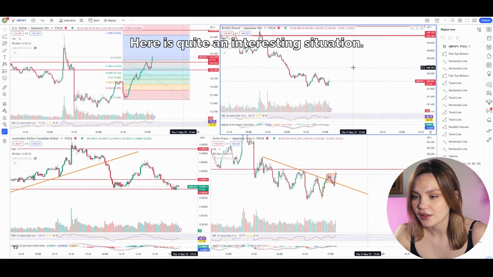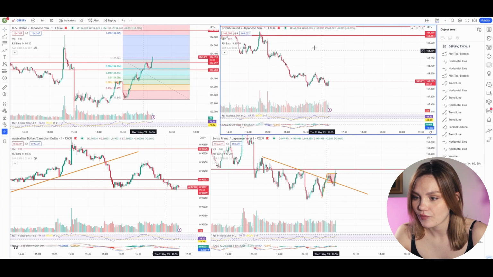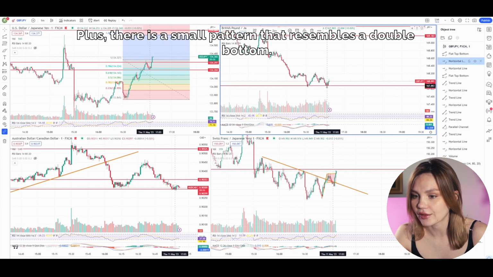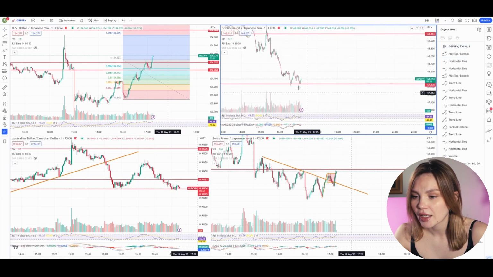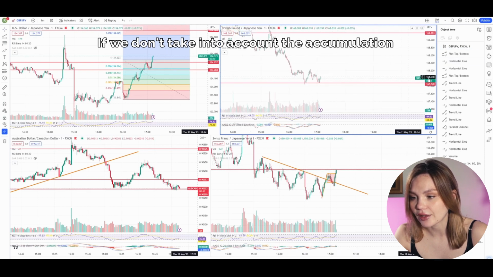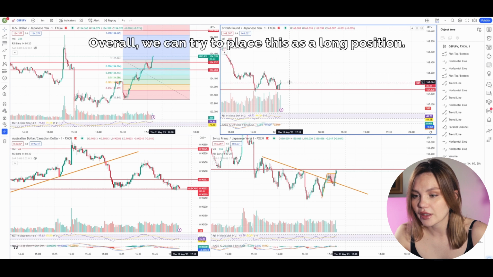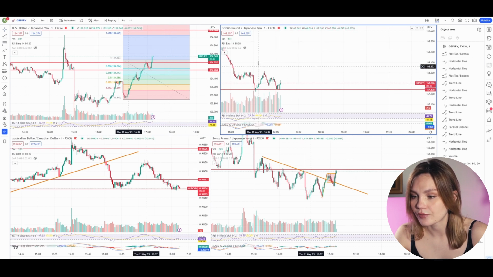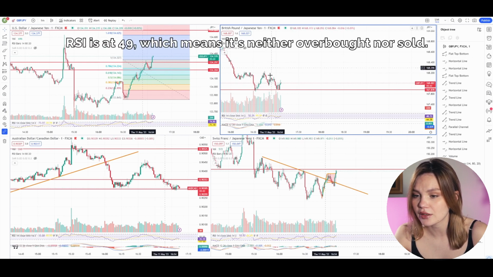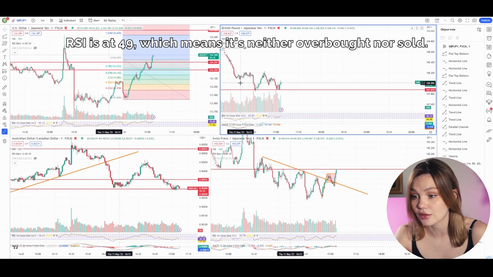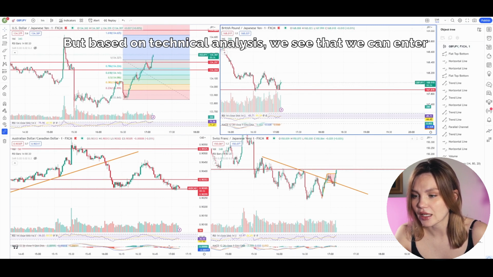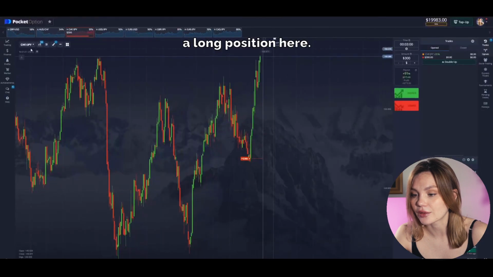Pound sterling against Japanese yen. Here's quite an interesting situation. We see a support zone. Plus, there is a small pattern that resembles a double bottom if we don't take into account the accumulation in the middle of the impulse. Overall, we can try to place this as a long position. RSI is at 49, which means it's neither overbought nor oversold, but based on technical analysis, we see that we can enter a long position here.